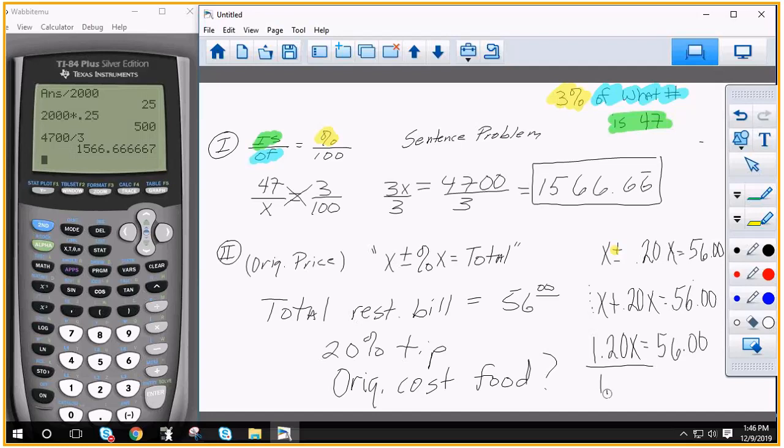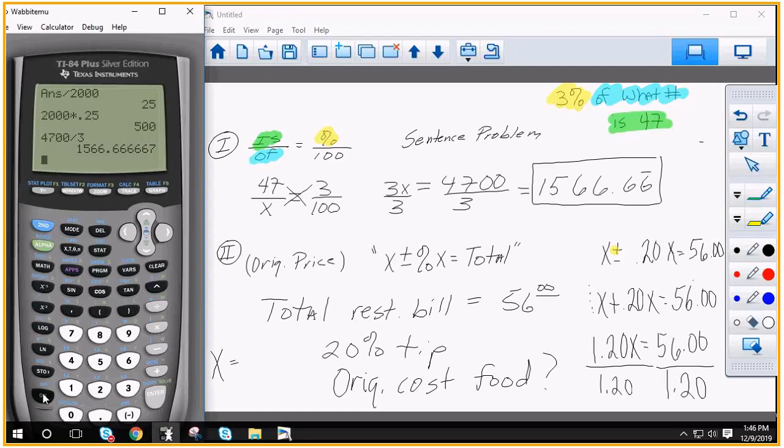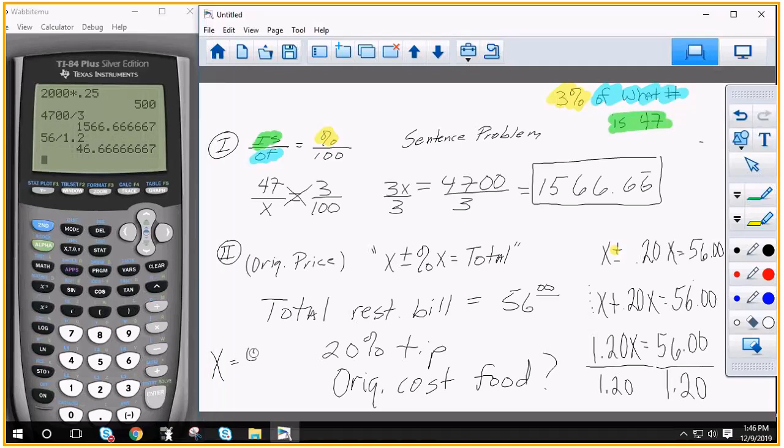Divide by 1.2, divide by 1.2, and x is going to be equal to, let's go to our handy dandy calculator, because I'm not going to make you do that, 56 divided by 1.2. So our meal actually cost us $46.67. That was the original price of the meal. Now I'm going to do a problem, and we're going to do a discount, meaning that you got something discounted off.